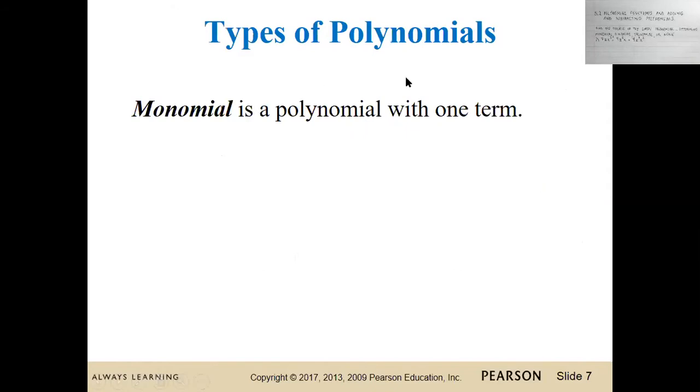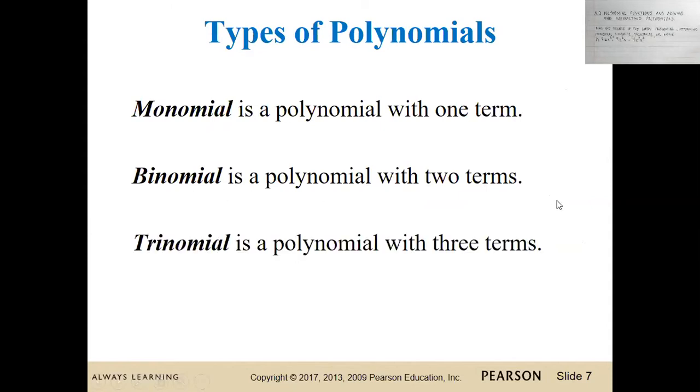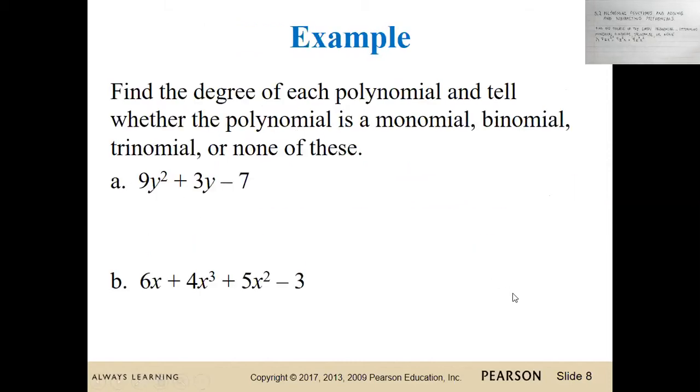So you have special types of polynomials. If it is just one term, we call that a monomial. 2 terms, we call that a binomial. And 3 terms is a trinomial. After that, we just call it a polynomial. Okay, so there's really only 1, 2, or 3 that we have a special name for: monomial, binomial, trinomial. And then if it's more than that, we call that just a polynomial.